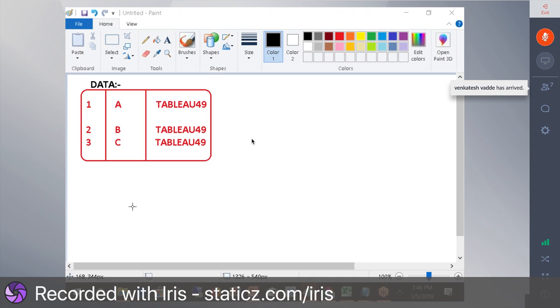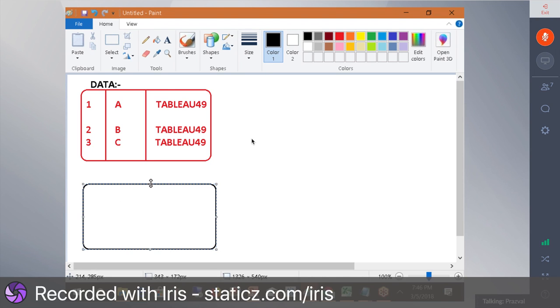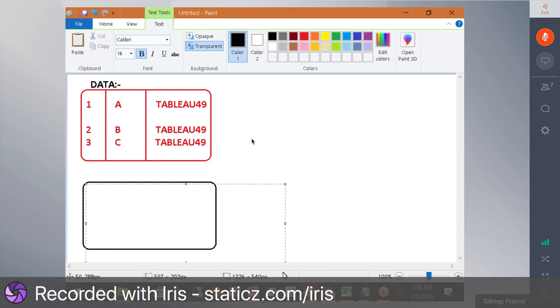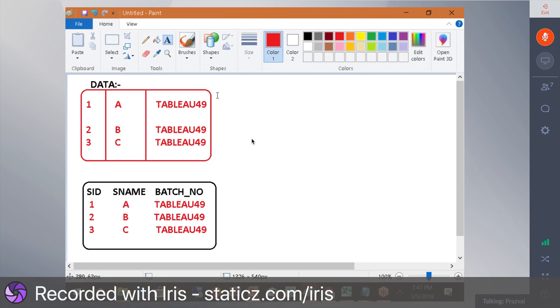Now to this data, if you add something like SID, SNAME, and batch number, and here the same values: 1 A W 49, 2 B W 49, 3 C W 49, it is called information. Now we can tell exactly what is 1 or what is A or what is W 49. There is some definition for everything here.